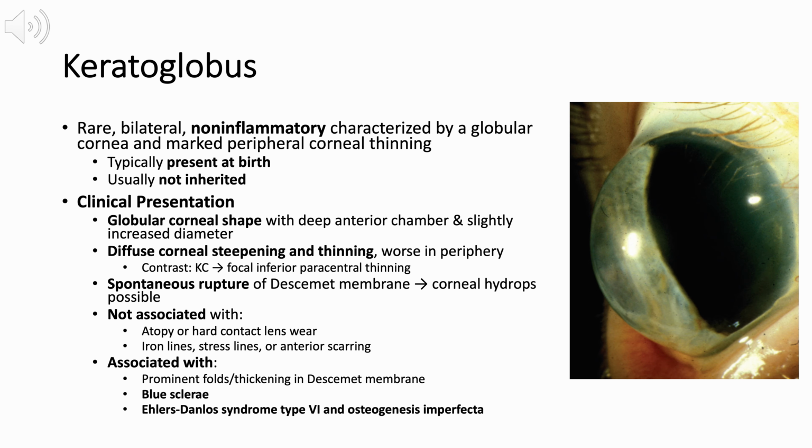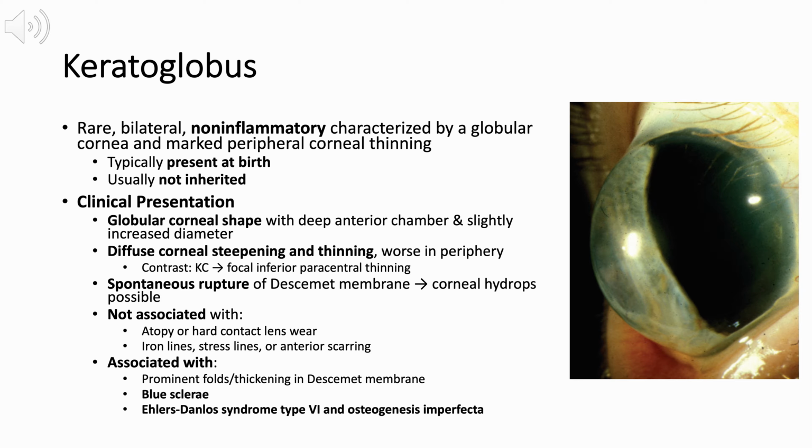Lastly, let's discuss keratoglobus. Keratoglobus is a rare, bilateral, non-inflammatory corneal ectasia characterized by a globular-shaped cornea and marked peripheral thinning. It is typically present at birth and is usually not inherited.